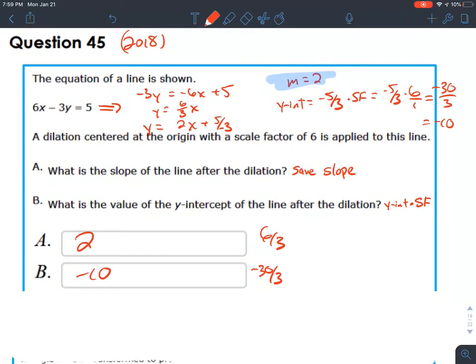Long story short, the slope doesn't change after a dilation. The y-intercept does change after dilation. Done.